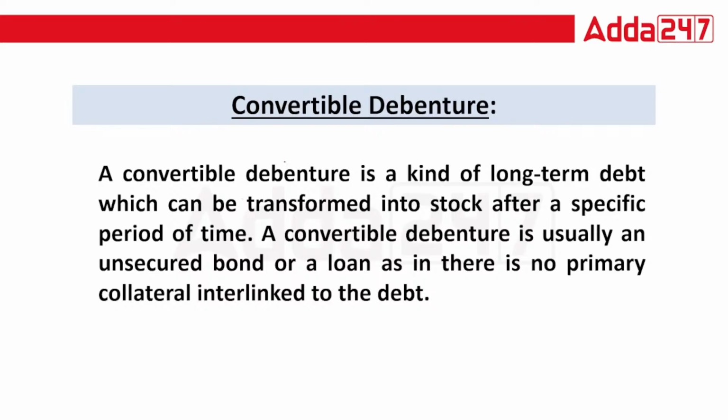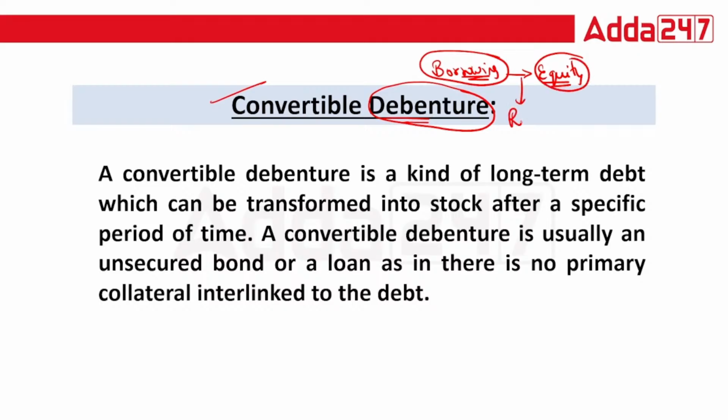Correct. Next, about convertible debentures. Debentures means this is about borrowing, right? This is about borrowing. So when you can convert your borrowing into equity, I told you, convertible means ultimately you are giving the right to convert it into equity.